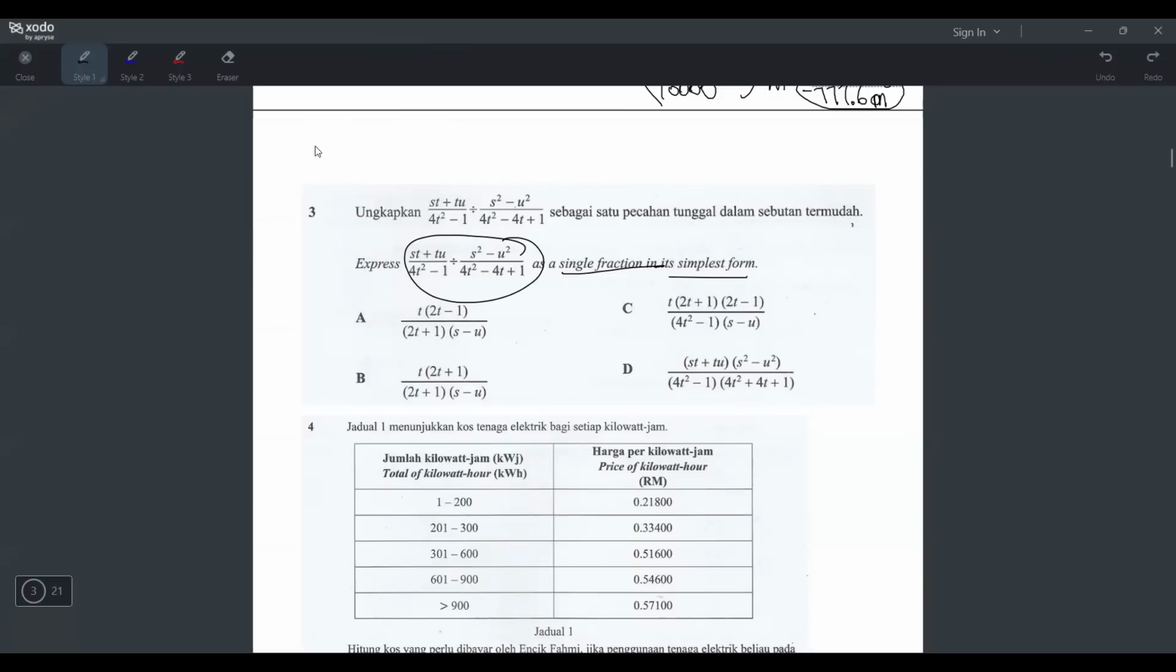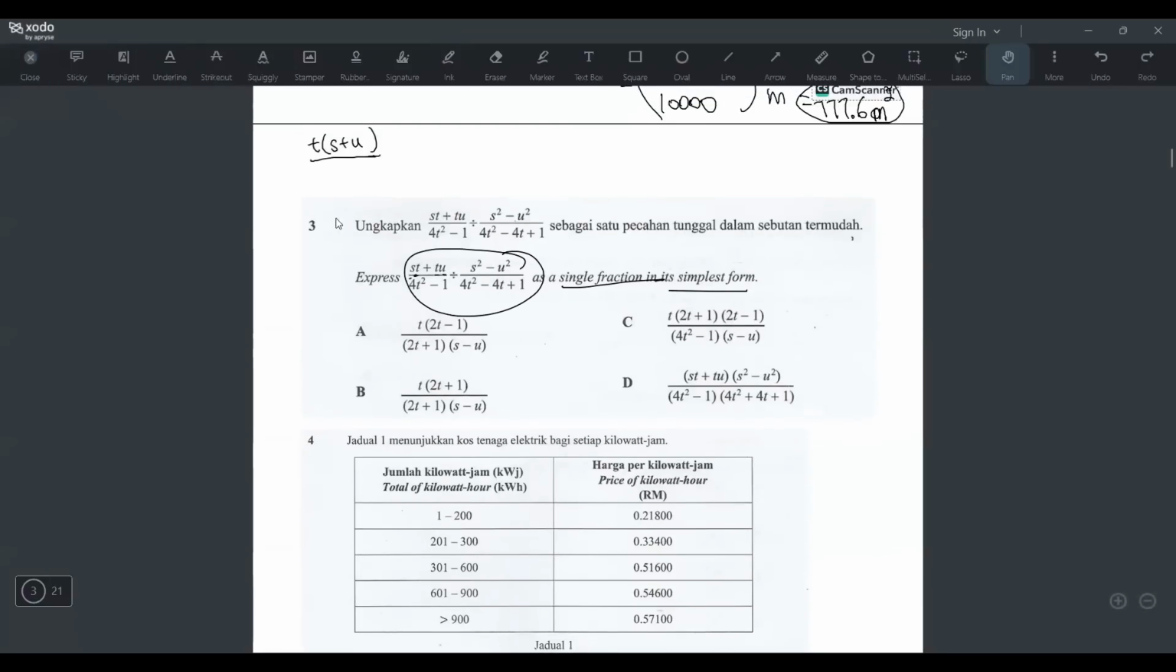You simplify. Okay, I can see that the first thing, ST plus TU, ini boleh factorize. But you have to factorize completely. So ST and TU, they both can divide by T, right? So yeah, these two terms, they both can divide T. So you can factorize out the T and you're left with S plus U. Because when you take the first term, divide T, you get S, and then TU divide T, you get U. Okay, what about the 4T square minus 1? All right, you have to remember this.